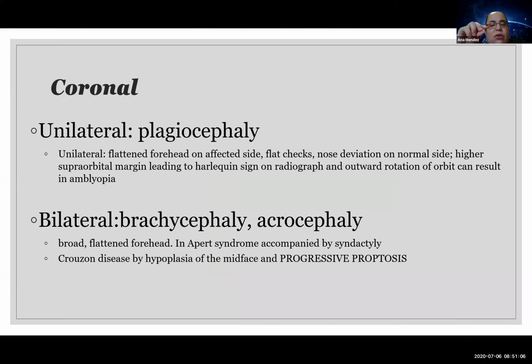You can have bilateral, which can give you brachycephaly or acrocephaly, and it's a broad flattened forehead in Apert syndrome accompanied by syndactyly, in Crouzon disease by hypoplasia of the midface and progressive proptosis.